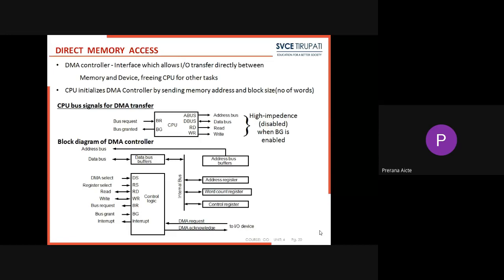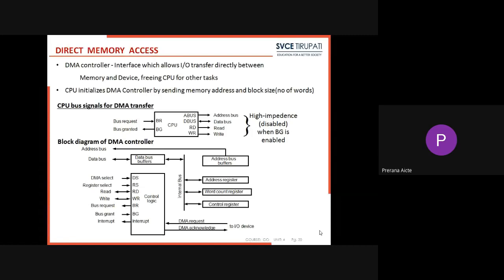Direct memory access. During the direct memory access transfer, the CPU is idle and has no control of memory buses. A DMA controller takes over the buses to manage the transfer directly between IO and memory. So in this diagram, we are using bus request and bus grant.